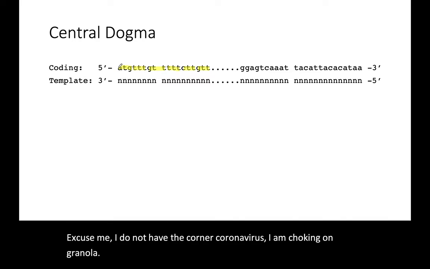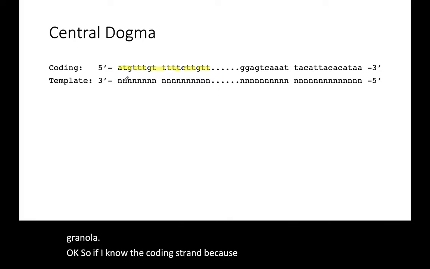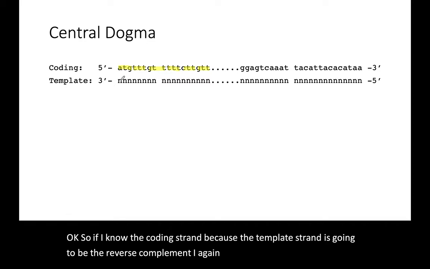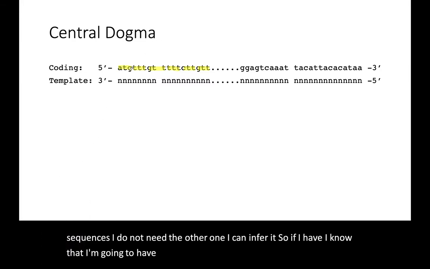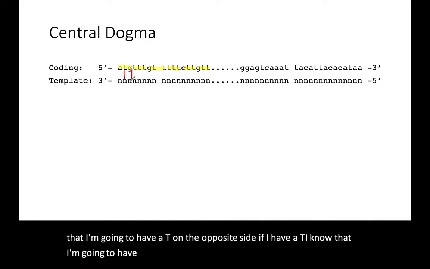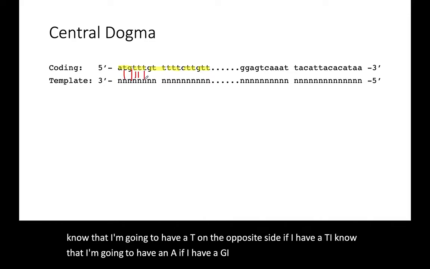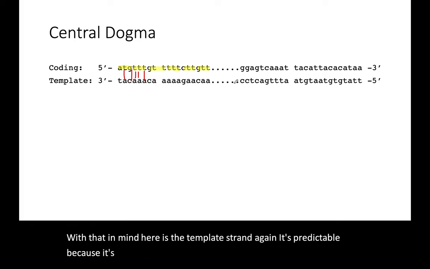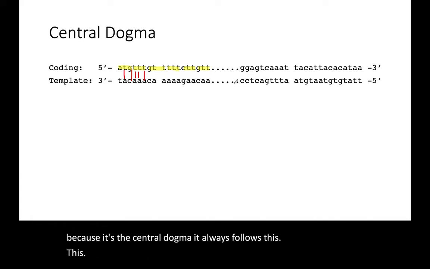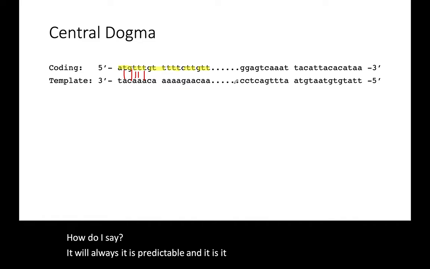Okay, so if I know the coding strand, because the template strand is going to be the reverse complement, if I have one of the DNA sequences, I do not need the other one. I can infer it. So if I have an A, I know that I'm going to have a T on the opposite side. If I have a T, I know that I'm going to have an A. If I have a G, I know that I'm going to have a C, etc. And so with that in mind, here is the template strand. Again, it's predictable because it's the central dogma. It always follows this base pairing.